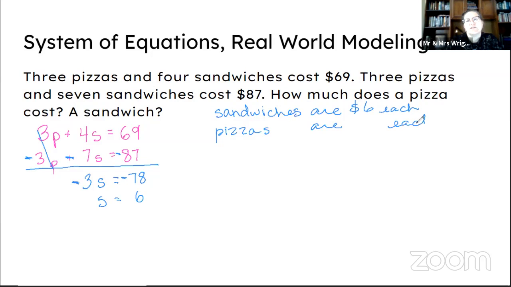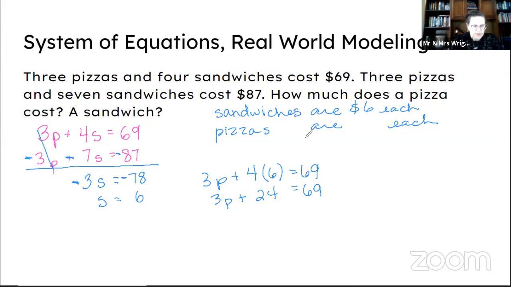Let's go ahead and fill out the sentence we're going to write for our answer, because it's a word problem, so we need a word answer. I just need to fill in the amount for how much my pizzas are going to be. How do I figure that out? Well, I have to stick 6 into one of these 2 equations to figure out what P is going to be. I'm going to use substitution. So I'm going to have 3P plus 4, and instead of S, I'm going to put in my 6, equals 69. Okay, so 4 times 6 is 24. So I've got 3P plus 24 equals 69.